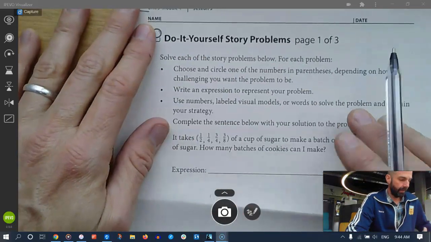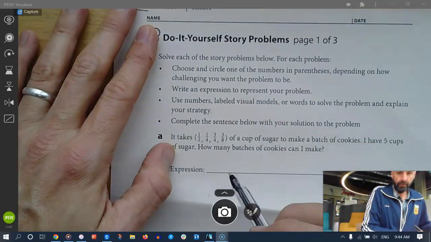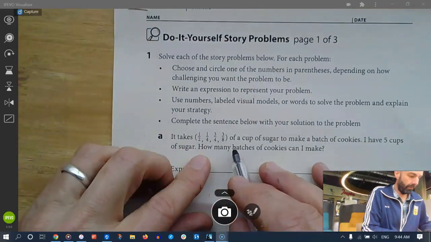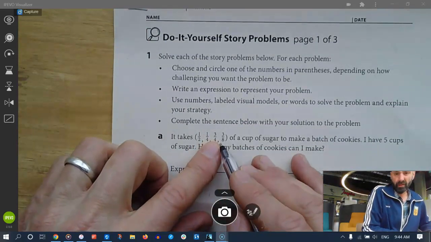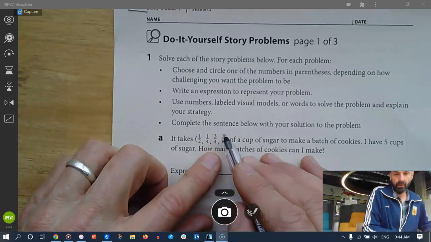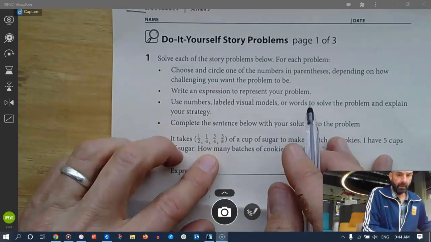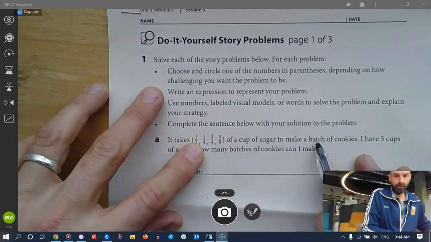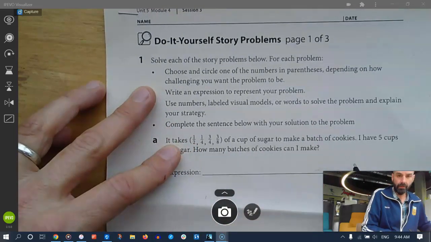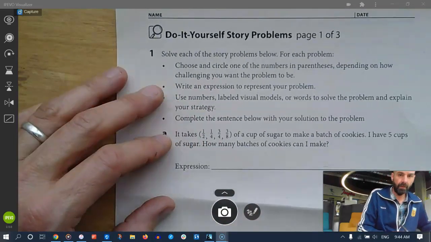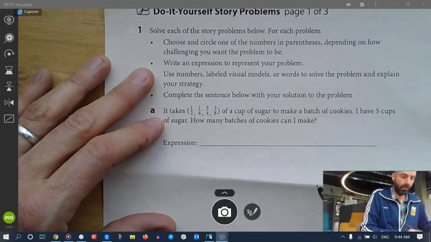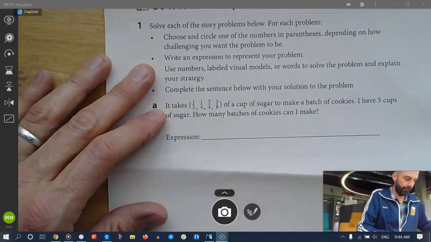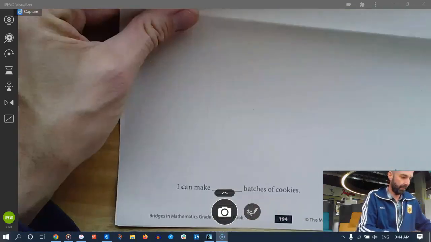All right, so here it's asking you to circle one number. So which number are you going to do? Again, for our expectations, it's one of these two. If you feel like you're understanding it and you want to go for a challenge, it would be one of these two. Okay, so you're going to look at that, circle one, and then you're going to write the expression. Remember, the expression does not have the answer. Use numbers, labeled visuals, or words to solve. So I have to solve it down here and explain, and then I put the answer.